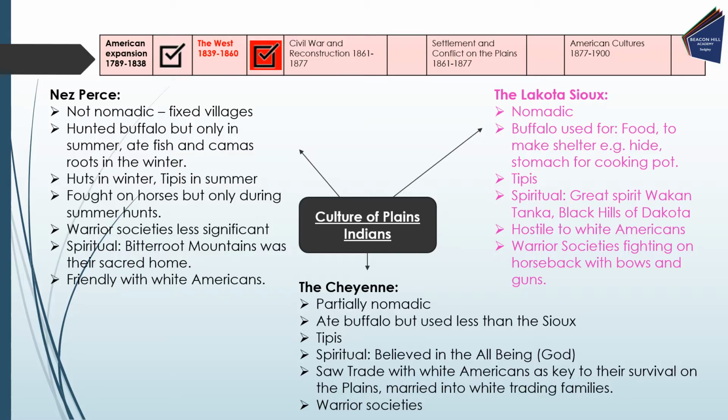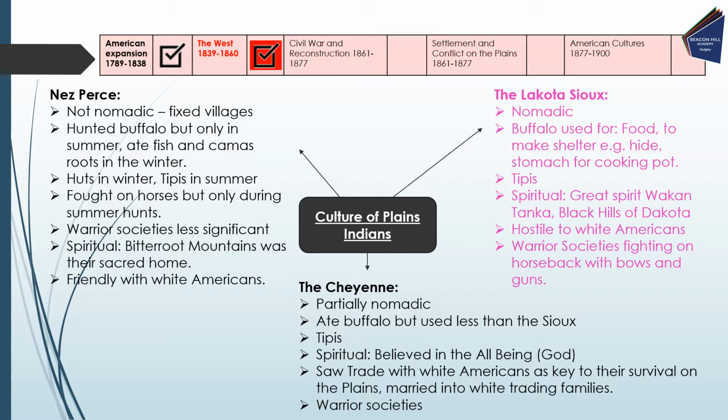So we need to know that this tribe are nomadic, which means that they follow the buffalo. They do not stay in one set place. The buffalo has huge significance to them, so they use it for food, to make shelter, for example the hide to make the teepees, and they use the stomach for the cooking pot, the bladder for a water carrier, etc. I'm sure you remember these from lesson. You also need to know that they live in teepees, which helps with their nomadic lifestyle of moving around.